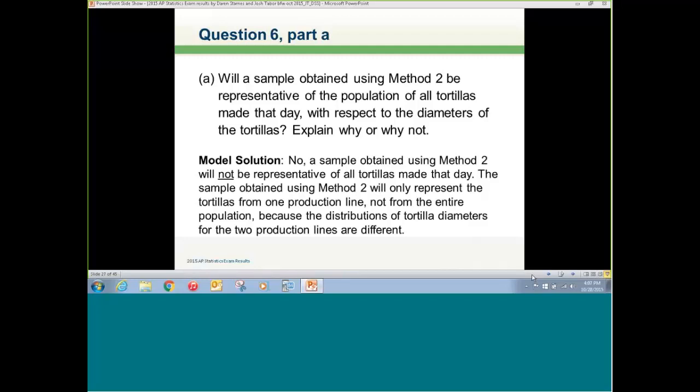So here we go. It says, no, a sample obtained using method 2 will not be representative of all tortillas made that day. The sample obtained using method 2 will only represent the tortillas from one production line, not the entire population, because the distribution of the tortilla diameters for the 2 production lines are different.